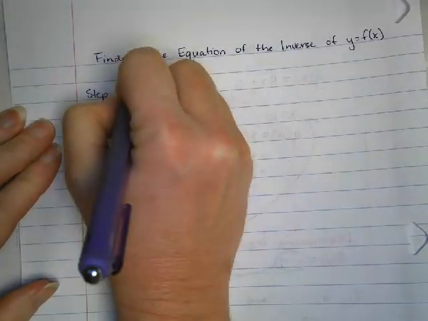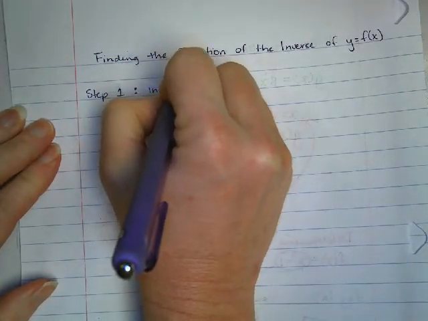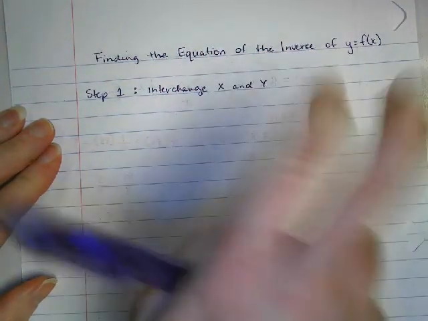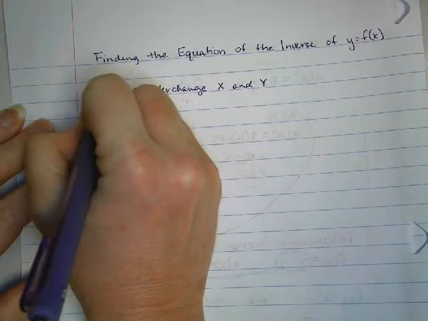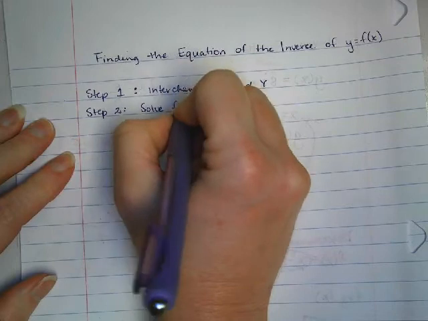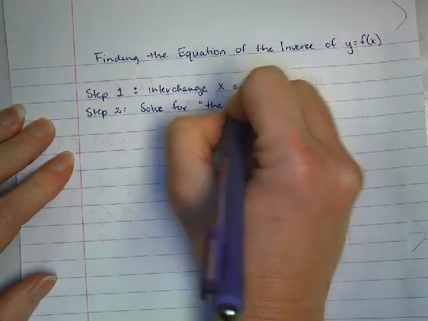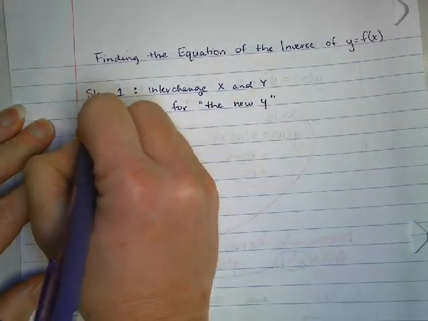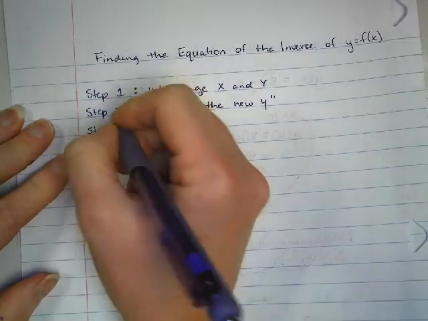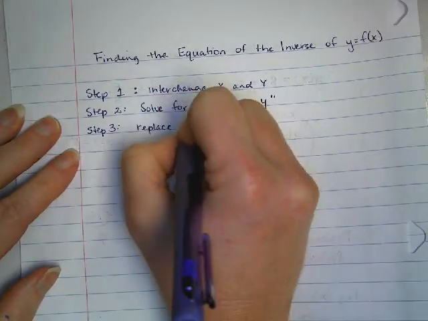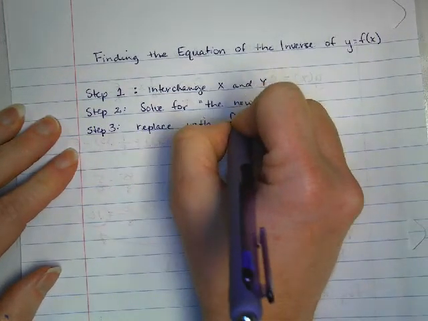Step one, interchange x and y. Literally just the letters themselves, wherever they are in the problem, are going to swap places. I will show you in just a second. We're going to solve for the new y. And then, if it is a one-to-one function, replace with f to the negative 1 of x.